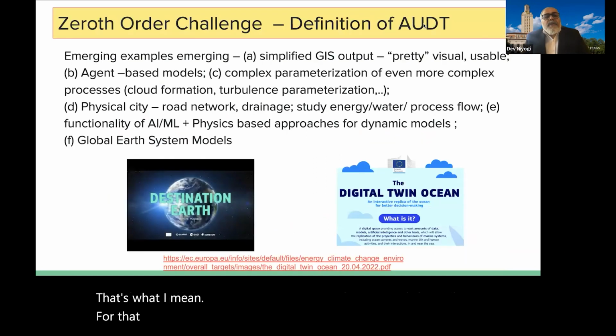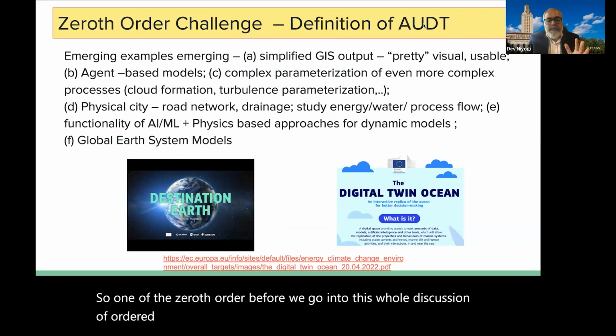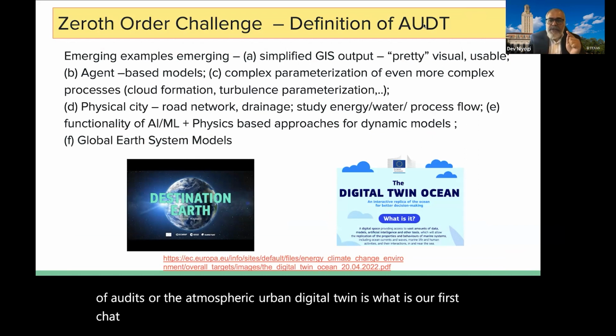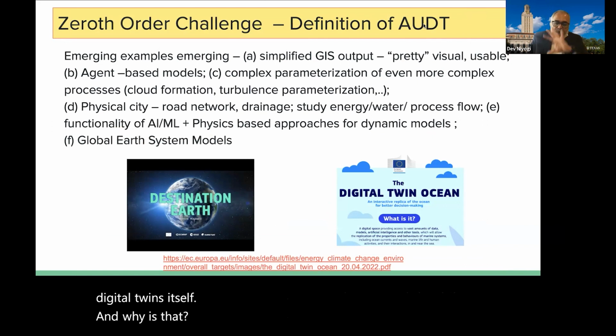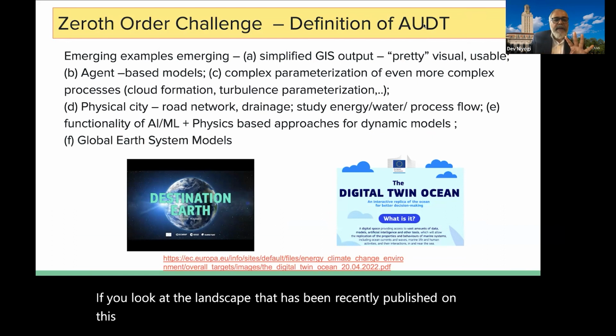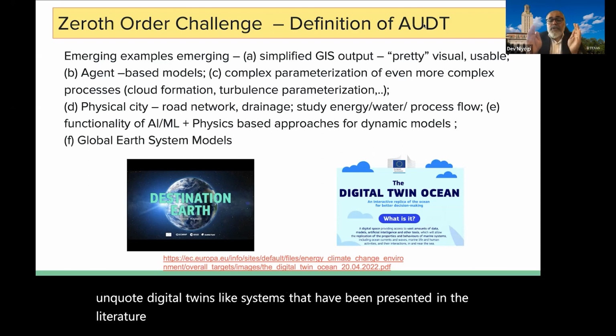Now, before we go into this whole discussion of audits or the atmospheric urban digital twin, what is our first challenge? That first challenge emerges as a definition of these digital twins itself. And why is that? If you look at the landscape that has been recently published on this particular topic, we find that there are at least 6 types of quote unquote digital twin like systems that have been presented in the literature. And this is just a small subset.